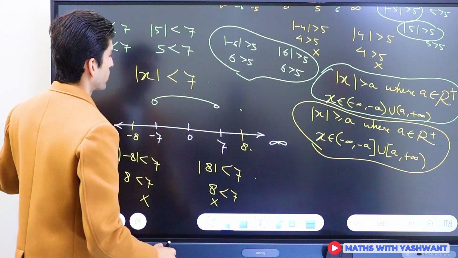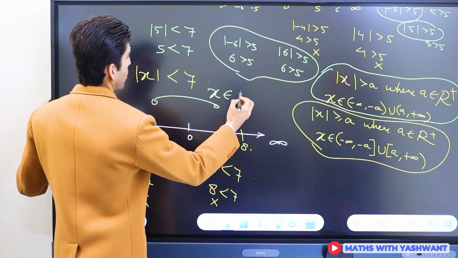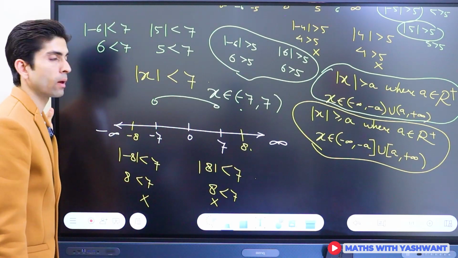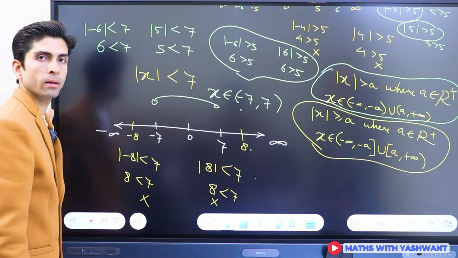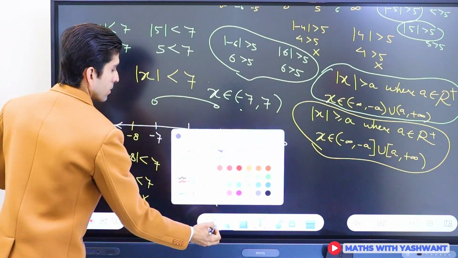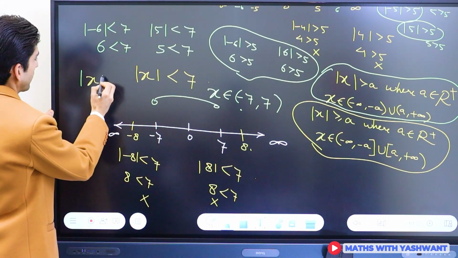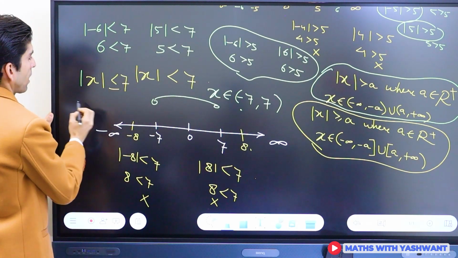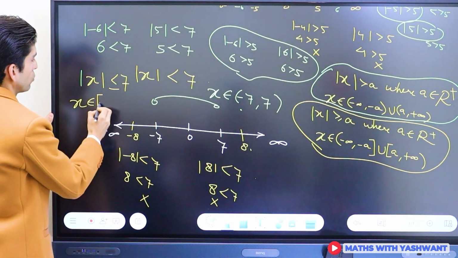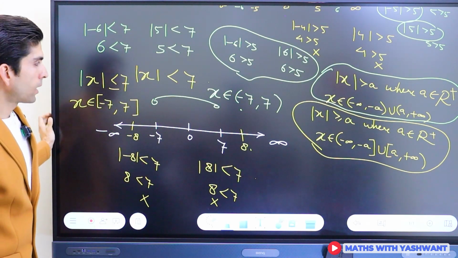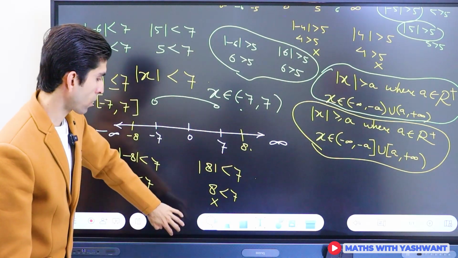So the solution for this inequality, we can write x belonging to negative 7 to positive 7, an open interval, because we don't have an equality sign. If an equality sign is given here, like if it were given mod of x less than or equal to 7, then we would have written x belonging to closed minus 7 to closed 7. Hope you understand. Now let's generalize what we just talked about.